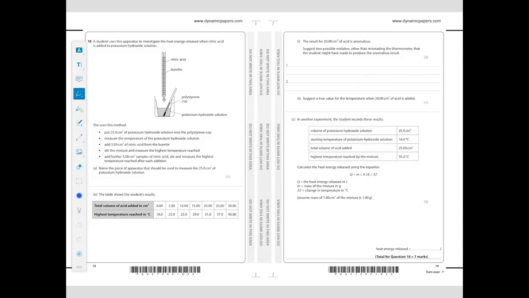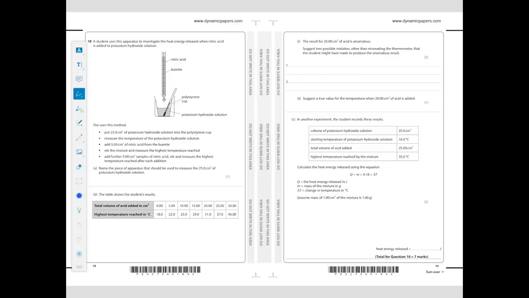The result for 20 centimeters cubed is anomalous. Suggest two possible mistakes other than misreading the thermometer that the student might have made to produce this anomalous result. So remember, anomalous means that it's the odd one out. It isn't quite what you would expect. And if we actually look at those results, it's 31, which is pretty close to 29. So we're thinking that the temperature is too low. So what could have caused the temperature to be too low, aside from misreading the thermometer?